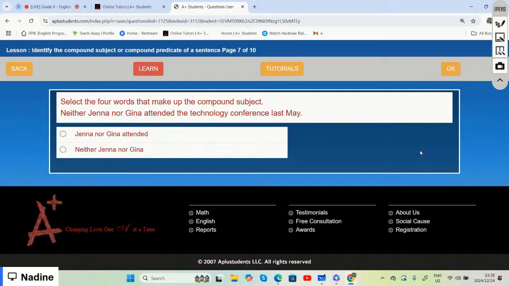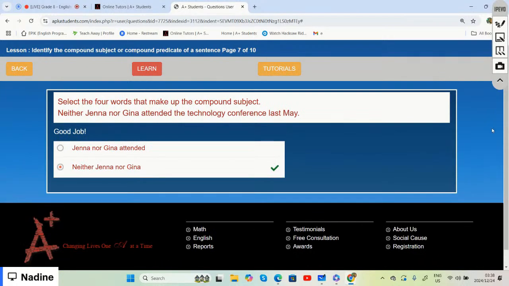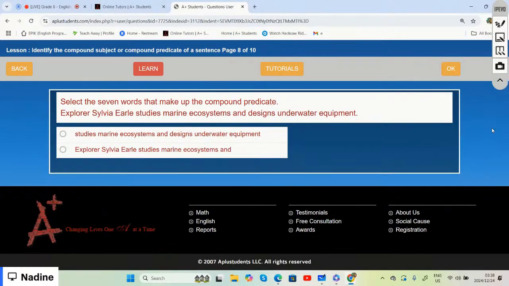And if we were to select the compound subject, then we can say option two, neither Jenna nor Gina. That is our compound subject. All right, then the last one.